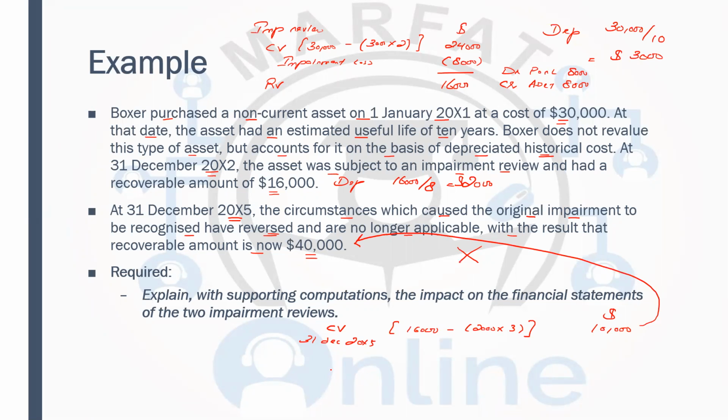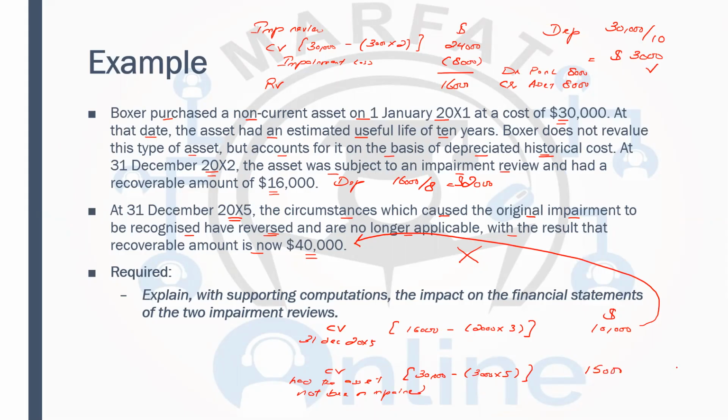So we need the carrying value had the asset not been impaired. We need the carrying value assuming there was no impairment. So the cost was 30,000 and per year depreciation was 3,000. What if there was no impairment? That means the asset till now would have depreciated for 5 years. So that means 3,000 into 5, 15,000, and 30,000 minus 15,000 is equal to 15,000.